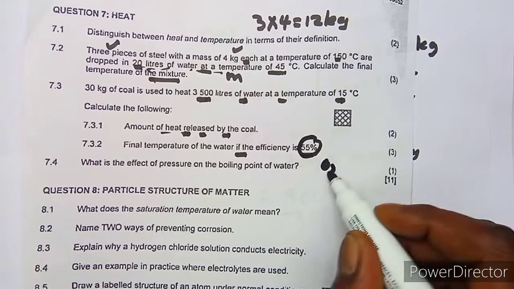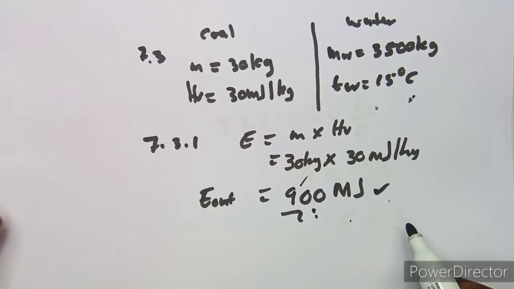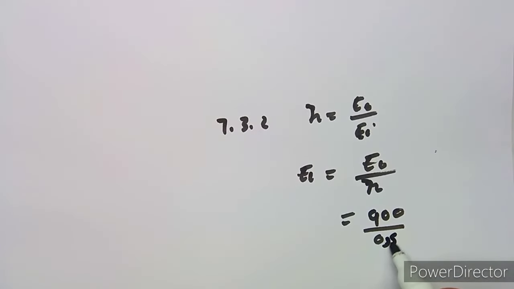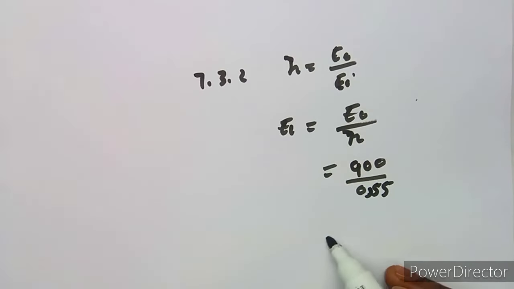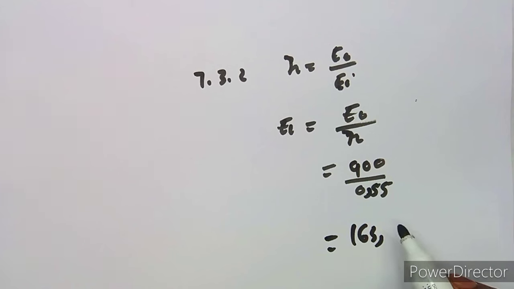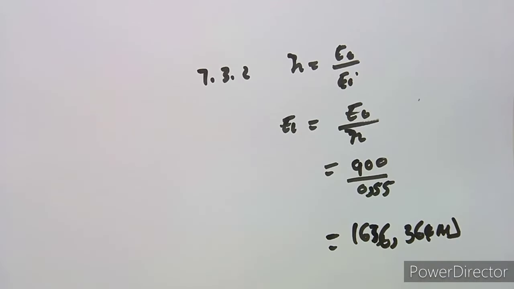So what I'm going to do is divide that by 100, which is just going to be 0.55. So that's going to be 0.55, and you're going to obtain, let's simplify, it's a decimal, guys, which is 163,636.4, and definitely this will be in megajoules. So this is 163, something like that.